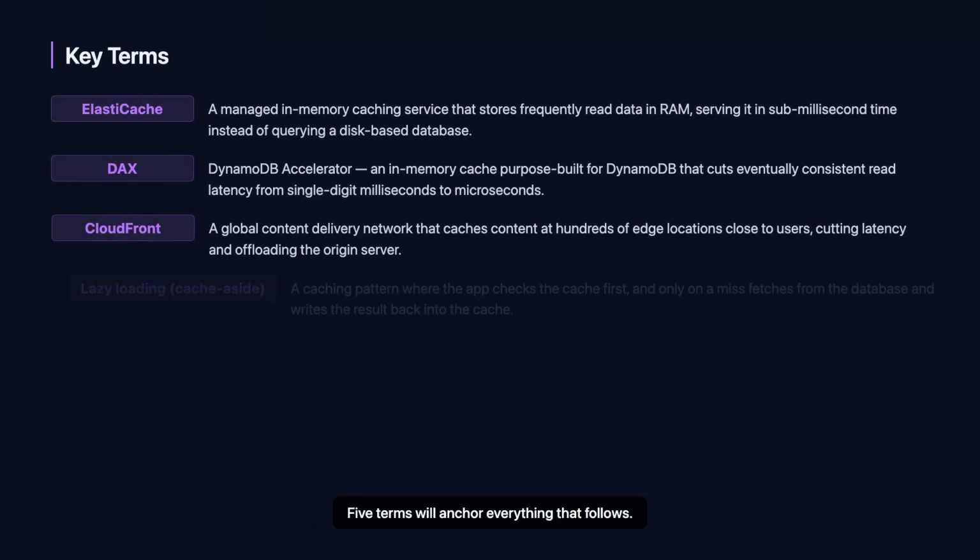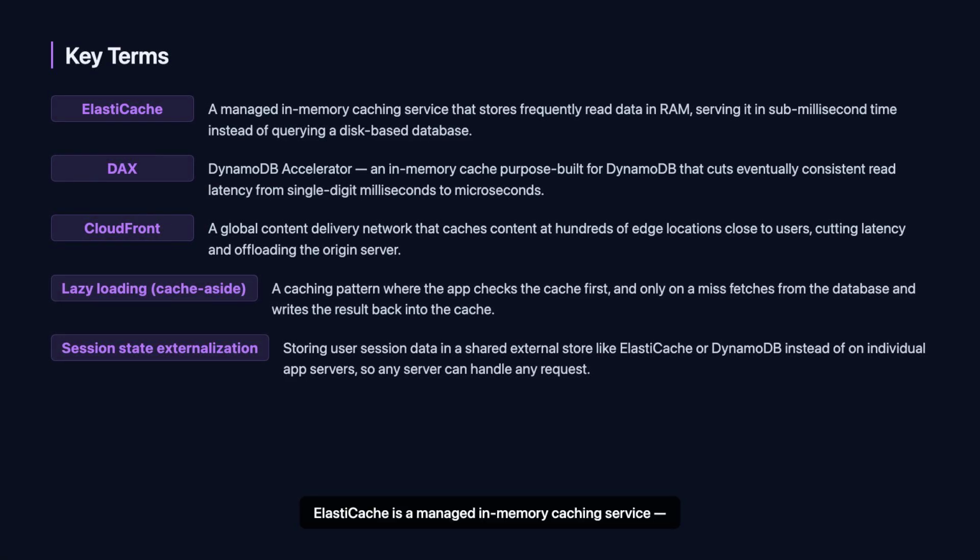5 terms will anchor everything that follows. ElastiCache is a managed in-memory caching service. Frequently read data lives in RAM and comes back in under a millisecond. DAX is DynamoDB Accelerator, an in-memory cache built specifically for DynamoDB that drops read latency into microseconds. CloudFront is a global content delivery network that caches content at edge locations close to your users. Lazy loading, also called cache-aside, means the app checks the cache first and only touches the database on a miss. And session state externalization means keeping session data in a shared store instead of on individual servers.